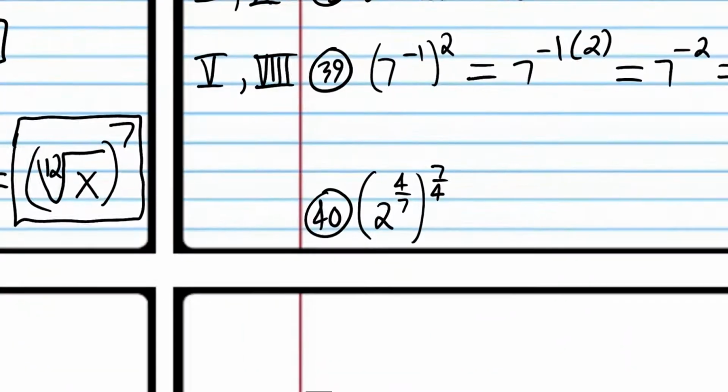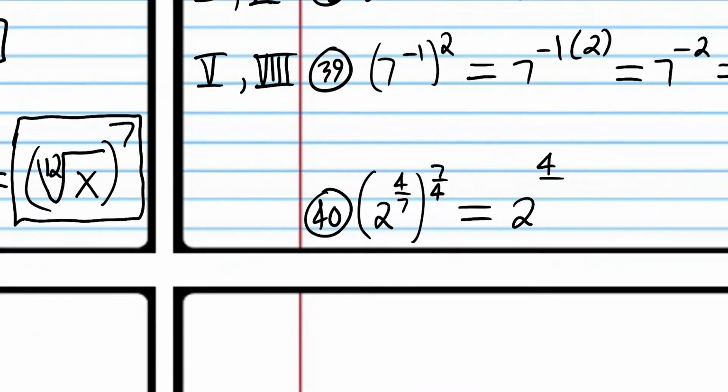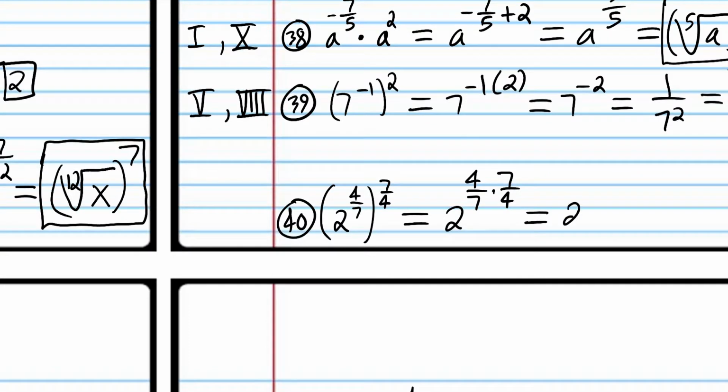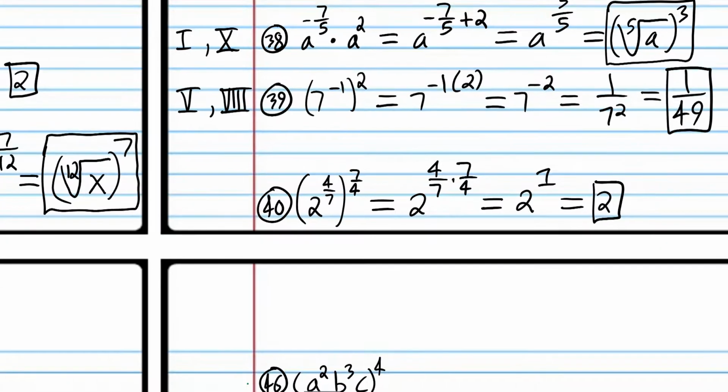All right, we're back. You're raising a power to another power, so you multiply the exponents. And 4/7 times 7/7 is just 1. And anything raised to the 1st power is just the original number, or the base. So that's rule number 5 and rule number 6. So if you got that answer, good job.